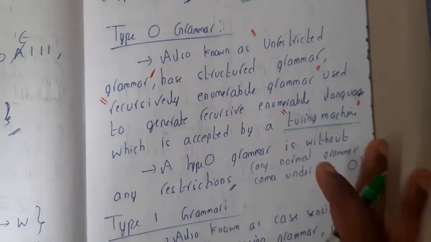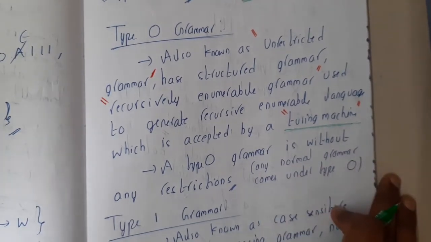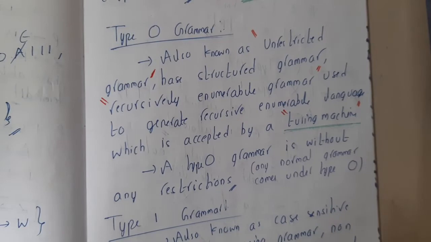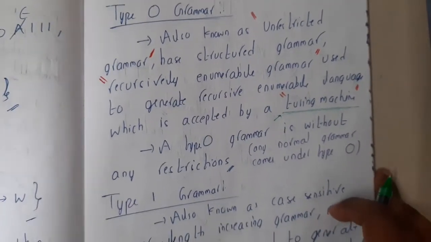So if you give any string, any order, any pattern, a Turing machine is going to solve it. How is it going to solve it? It has that power. It will solve it, that's it. Anyway, we'll be discussing Turing machines in detail, so don't worry.